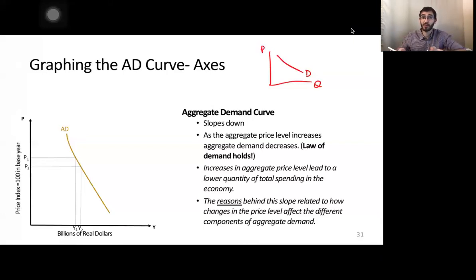Now the law of demand also applies in this macro perspective of the model as well, where as the price level goes up, we tend to buy less of those goods and services. It's the same idea here: as the aggregate price level goes up, we're going to demand less of the final goods produced within the U.S. We're going to discuss why in more detail in a second, so don't worry.